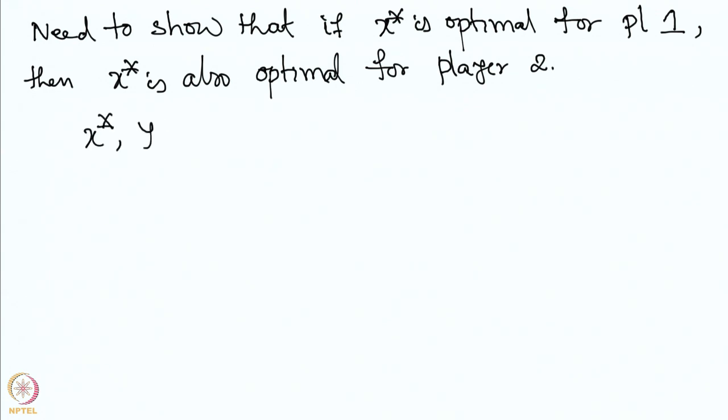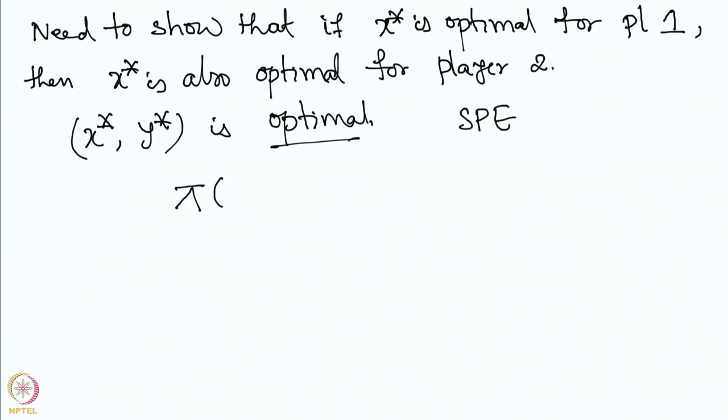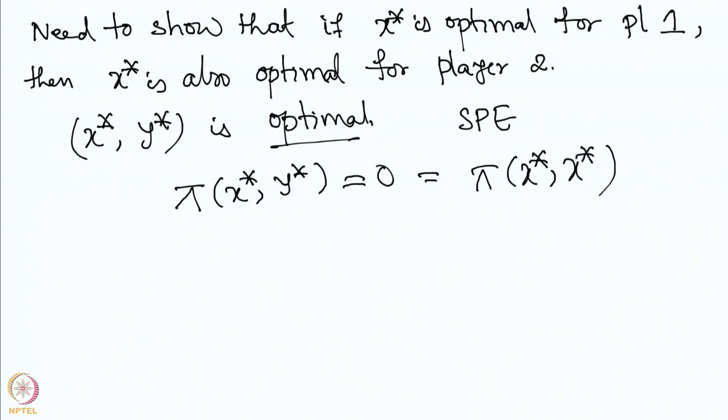Suppose x star, y star is optimal, what I mean is a saddle point equilibrium here, then we know that pi x star y star is 0, and now this is also the same as pi x star x star. So given x star, if player 1 fixes x star, y star minimizes, and similarly by this equality x star also minimizes. So therefore you can use any properties like equalizing, or you go back to the bilinearity of the payoffs and other things, and you can now conclude that x star is also optimal.